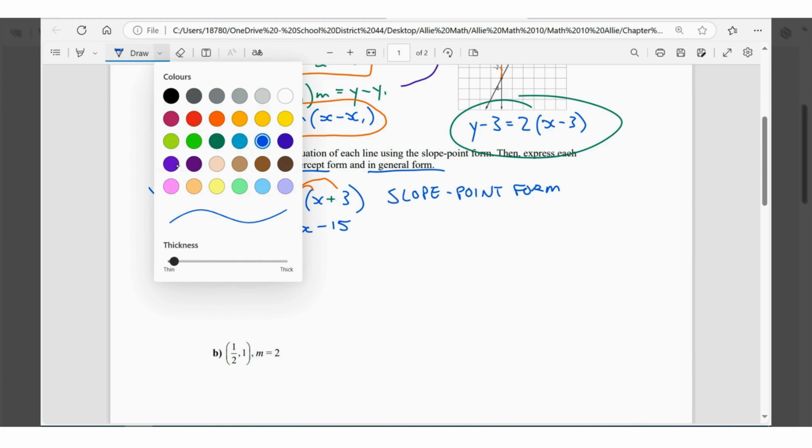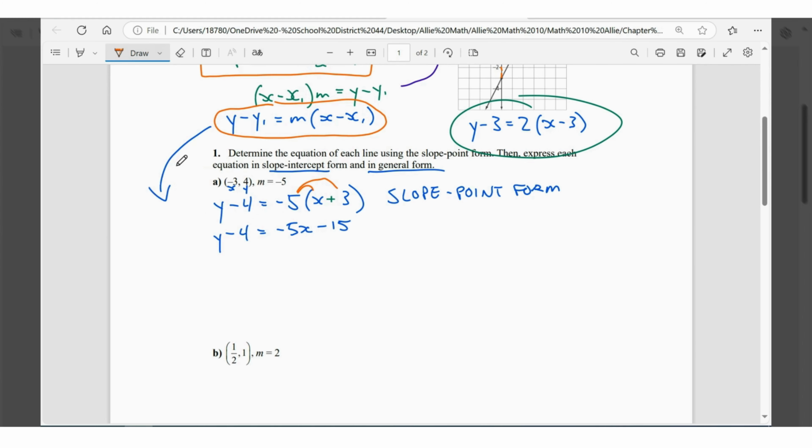And now we want the y by itself on that side, so let's add 4 to each side. And our slope-intercept form is going to be y equals negative 5x, subtract 11. That's our slope-intercept.